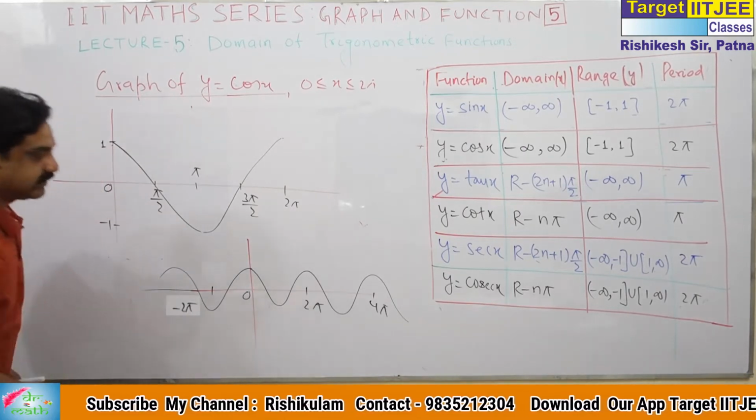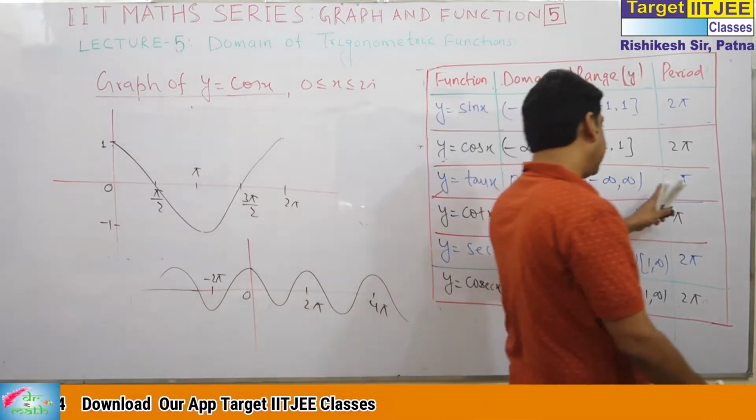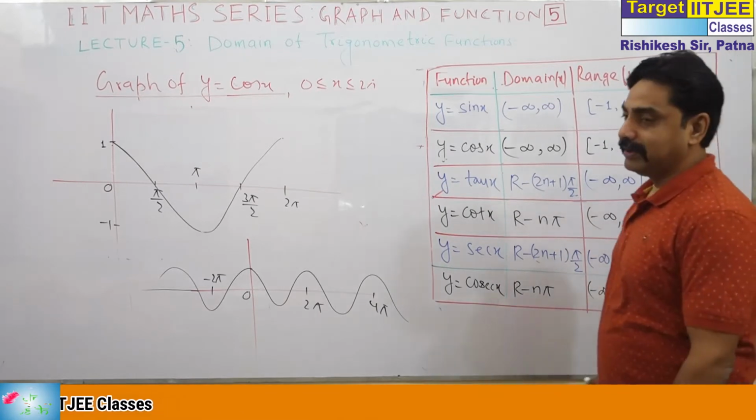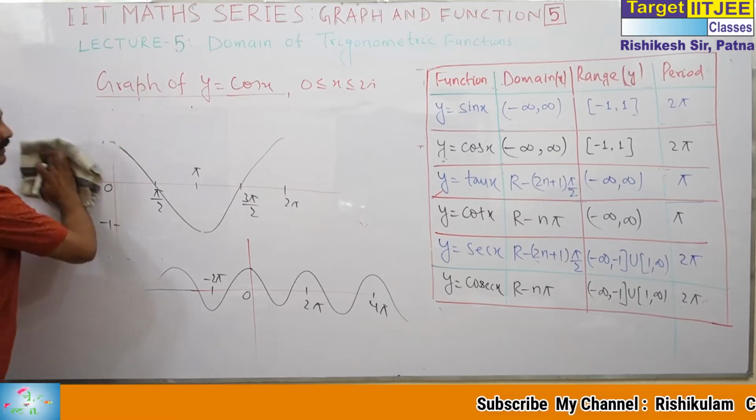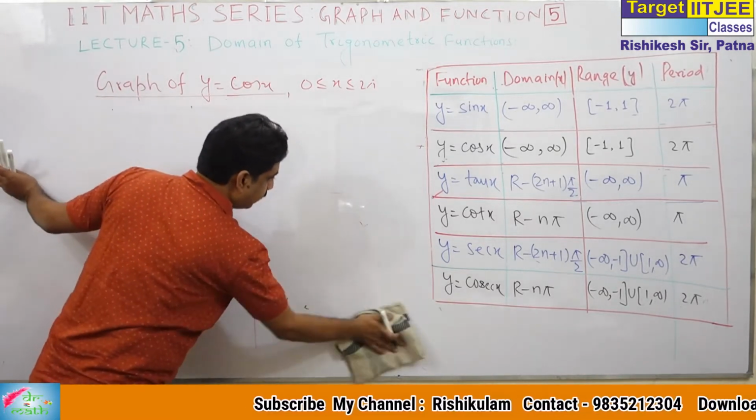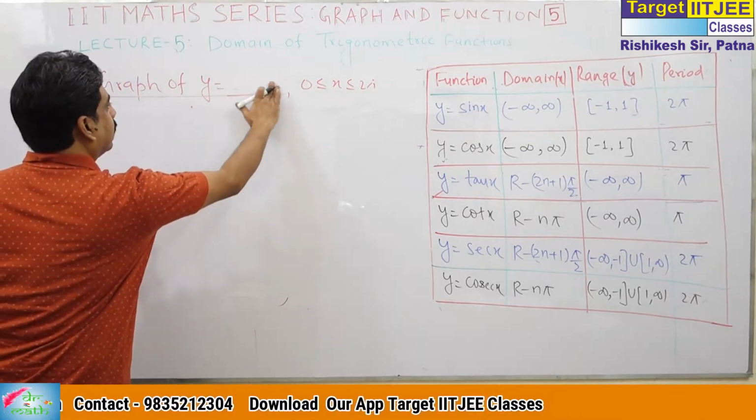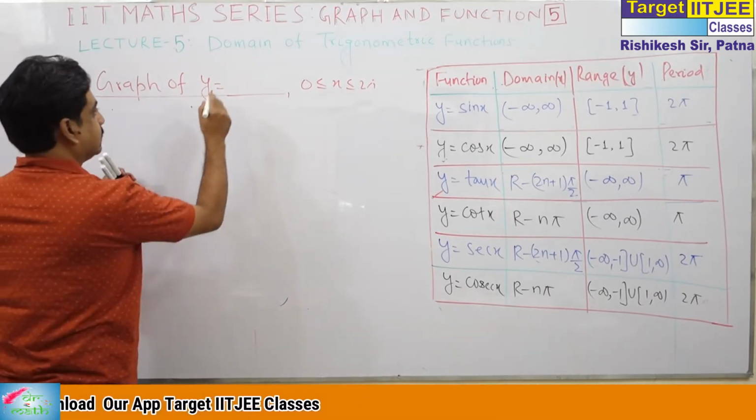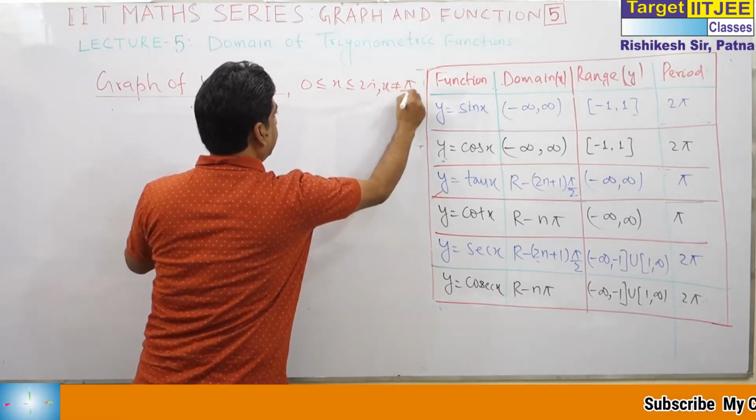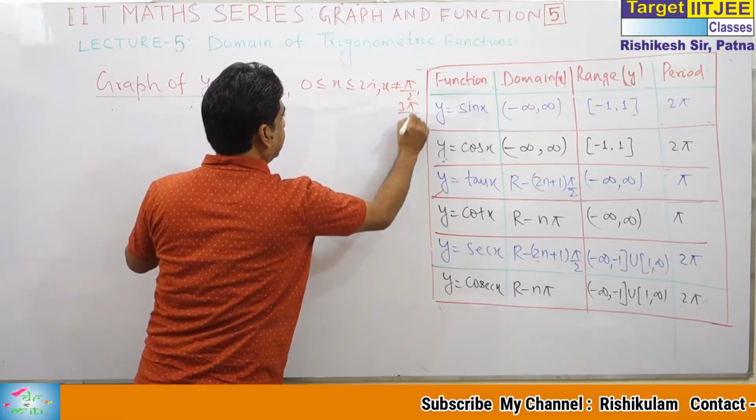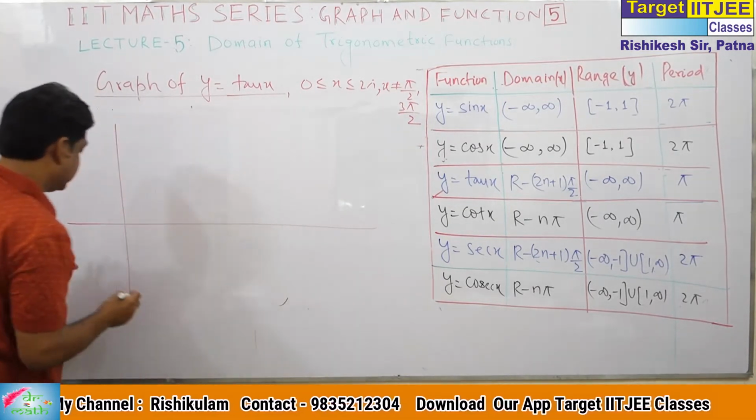Now, let's come to the graph of tan x. Though the period of tan x is pi, I will draw the graph in 0 to 2 pi, so you can copy. What is the graph of y is equal to tan x? In this interval, x cannot be equal to pi by 2 and 3 pi by 2. Let's draw the graph of tan x.